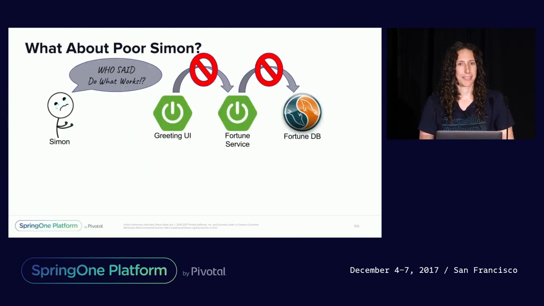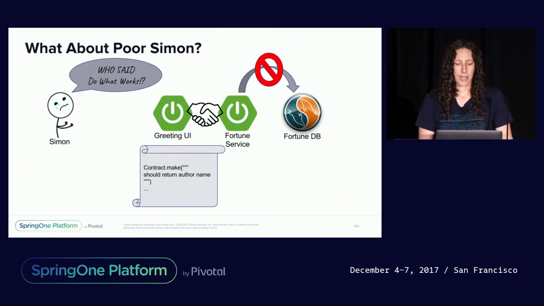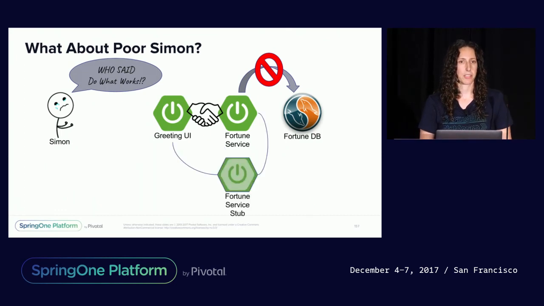So what about poor Simon? Simon still wants to know who said, do what works. But now that Greeting and Fortune are pipelined, Greeting and Fortune can agree on a contract for this new API. Fortune service can immediately publish a stub that both Greeting and Fortune can test against.